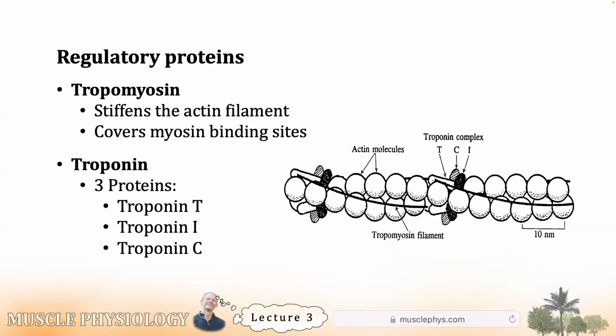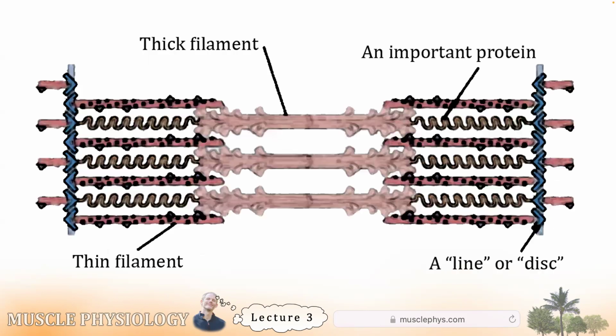What you need to know about troponin C, C is for calcium. This is what calcium binds to. And when calcium binds to troponin C, it causes a conformational change. That just means a shape change. And that makes troponin I dislocate and the tropomyosin moves. And we'll talk about that in the next lecture.